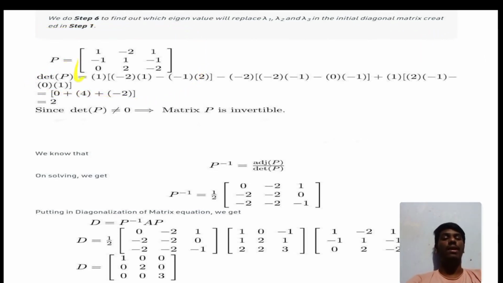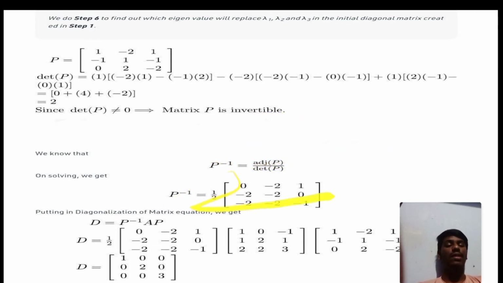P is equal to 1, minus 1, 0; minus 2, 1, 2; 1, minus 1, 2. By finding the determinant of P, we will get the determinant as 2. Since the determinant of P is not equal to 0, P is invertible. First I am checking the condition whether P is invertible or not. As we know, if P is invertible, the determinant of P is not equal to 0. As the determinant of P is not equal to 0, P is an invertible matrix. We know that P inverse is equal to adjoint of P by det P. By using this method we can find it, or otherwise using Gauss-Jordan we can also find P inverse.